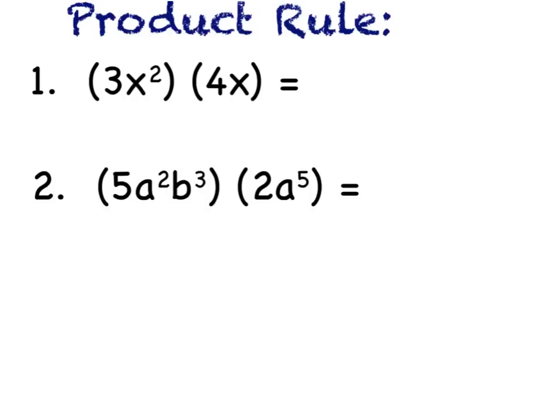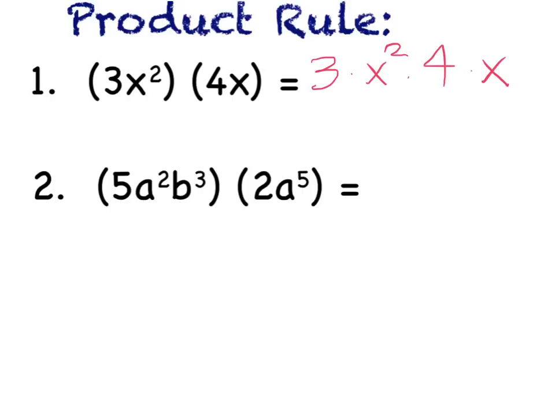Okay, so question number 1, we have 3x squared times 4x. The product rule for exponents says that you can use the commutative property of multiplication to group the factors that have the same base. So basically what I'm doing here is I can think of this problem instead of as multiplying two things, really, because I'm multiplying in between both of these sets of parentheses, so I can think about it like this: 3 times x squared times 4 times x.